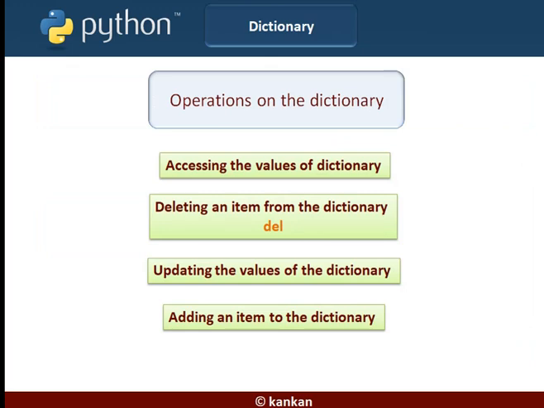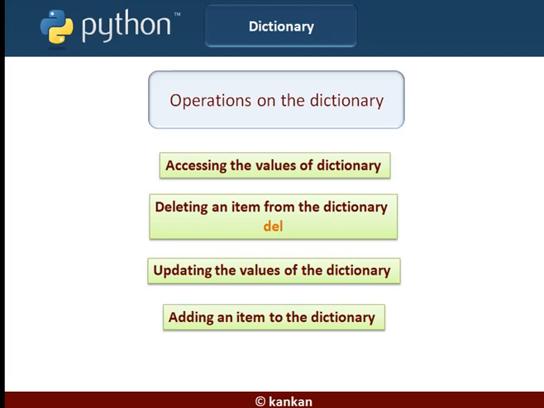Now we will learn about operations on a dictionary. The tasks we need to perform: first is to access the values of a dictionary. Next, deleting an item from the dictionary. Updating the values of the dictionary. Next, adding an item to the dictionary, and where it will be added.